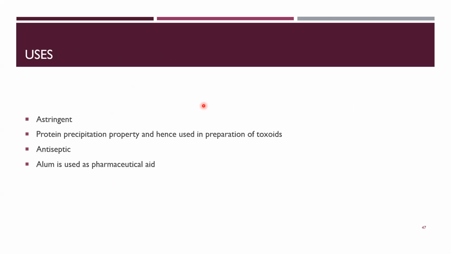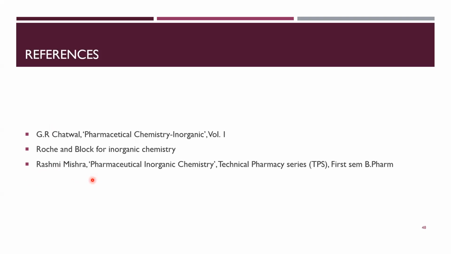It is used as an astringent, for its protein precipitation property, and in the preparation of toxoids. Then it is used as an antiseptic, and alum is used as a pharmaceutical aid.